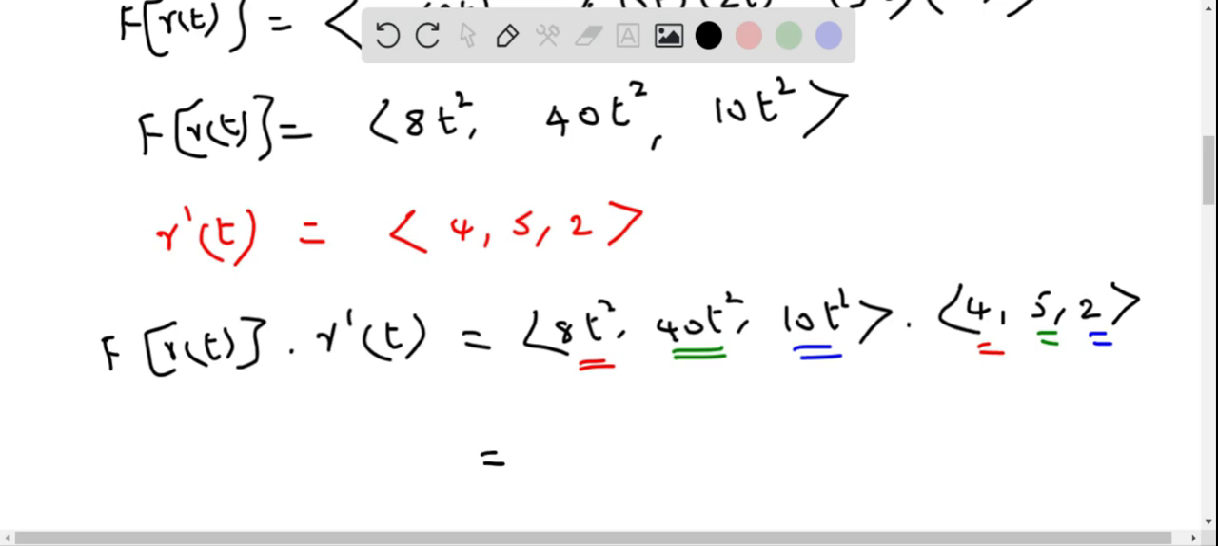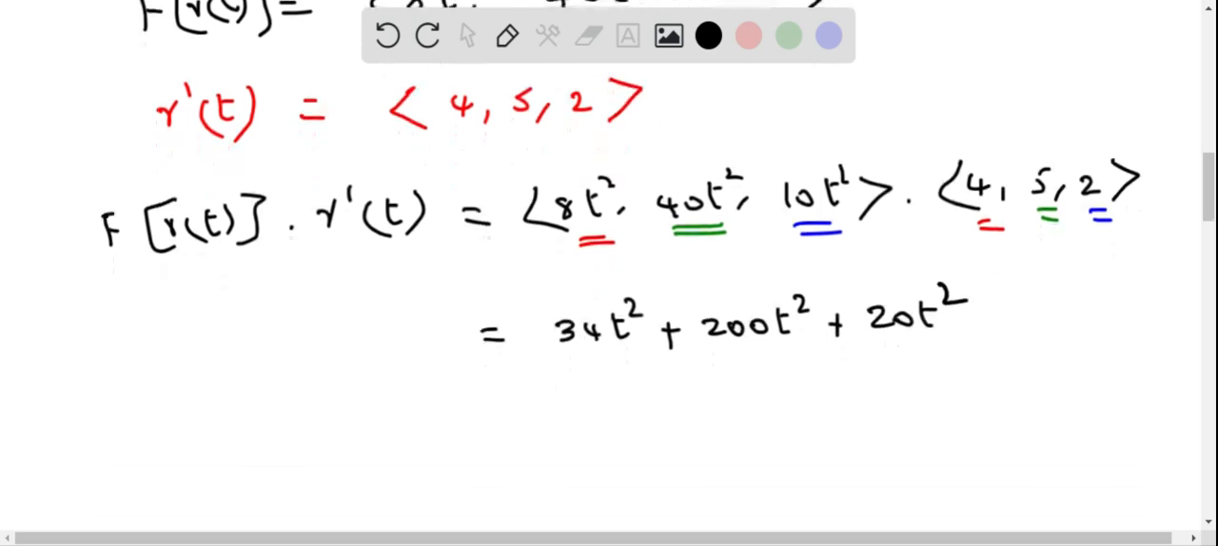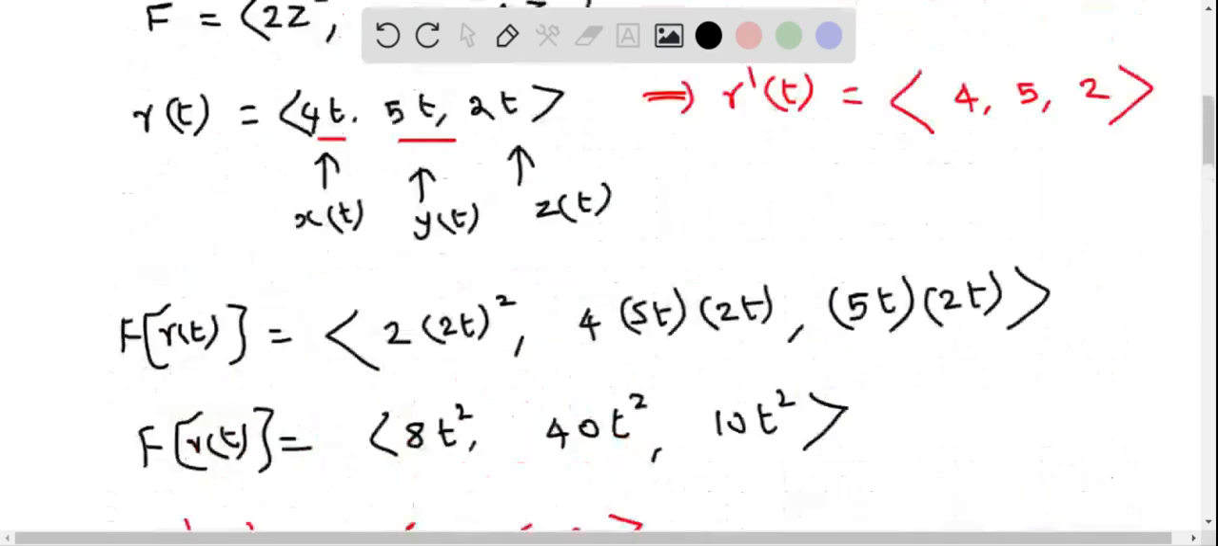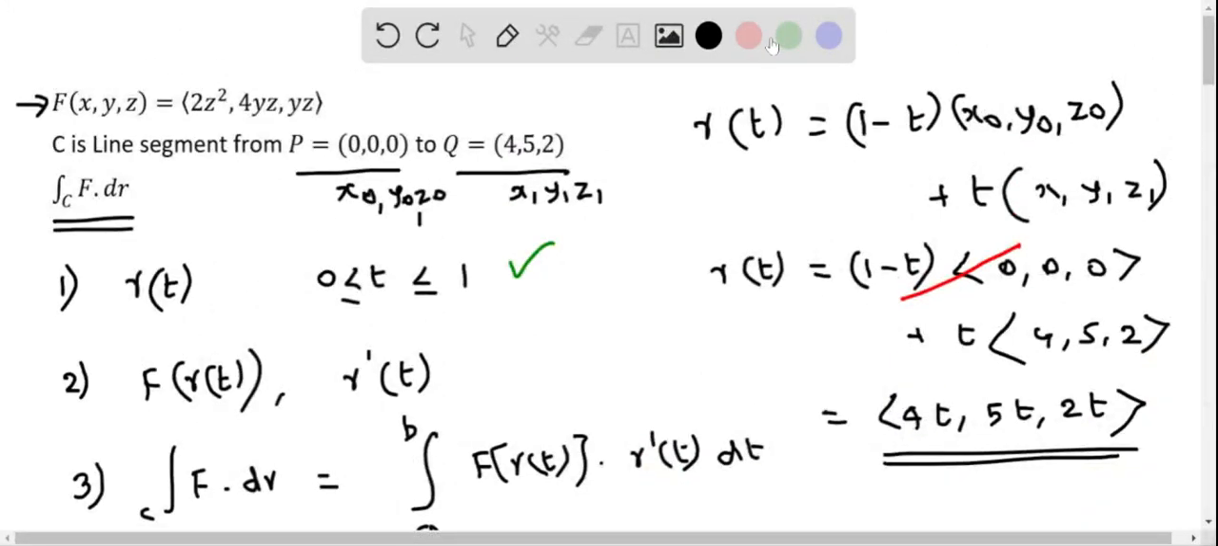So 8t squared times 4 is 32t squared, and 40t squared times 5 is 200t squared, then 10t squared times 2 is 20t squared. When we add all these things, we'll be getting 252t squared. Let me write down here. This is 252t squared. So basically this quantity which we will require in the integral is equal to 252t squared. Now we have completed the second step. Then we will have to complete the third step.